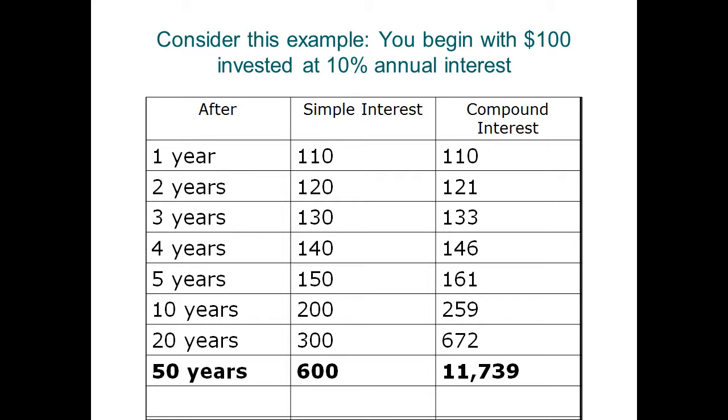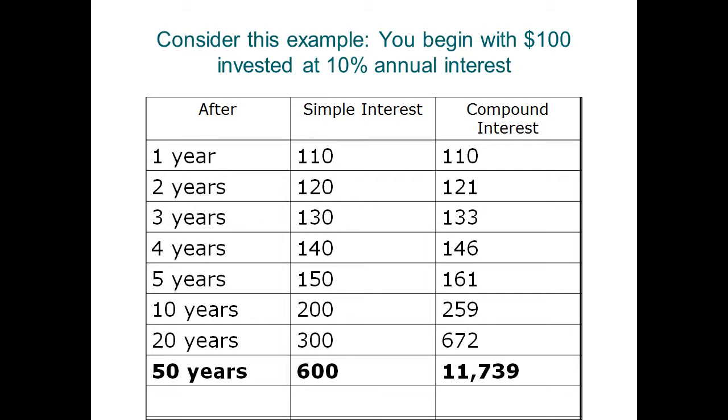In the simple interest column, each year you earn $10 on a $100 investment at 10% interest rate. You earn $10 the first year, 100 times 10%. And because simple interest is only calculated on the original principal, each year thereafter, for 50 years, you earn $10 a year. It never changes. It's always $10 a year. So after 50 years, you'll have $600 in that account.